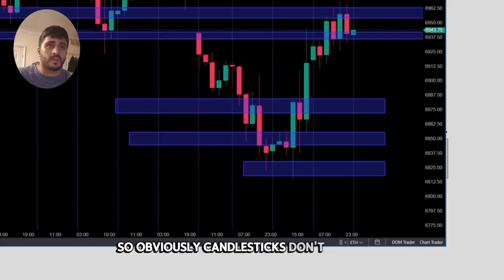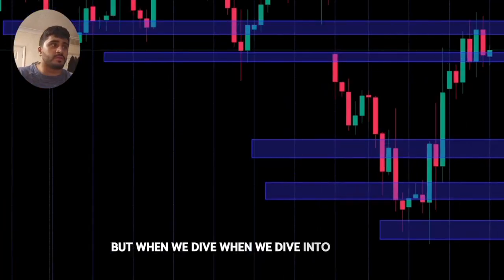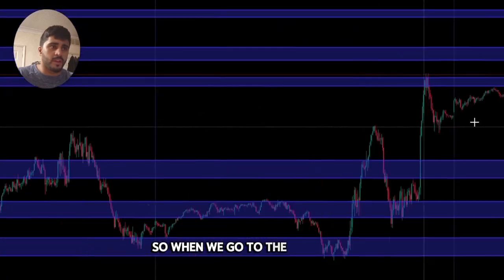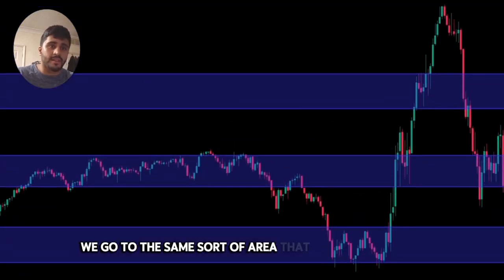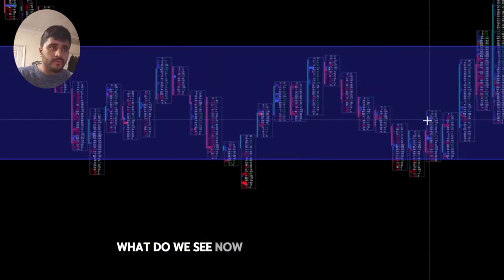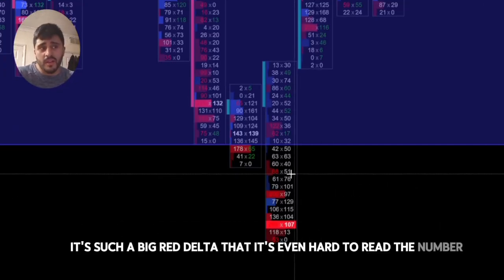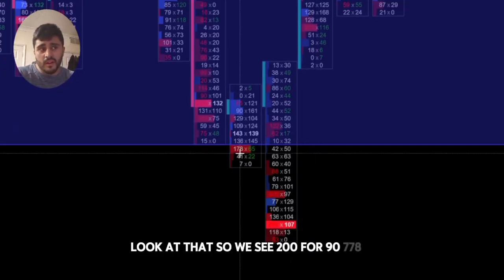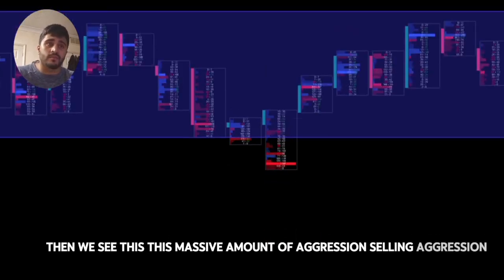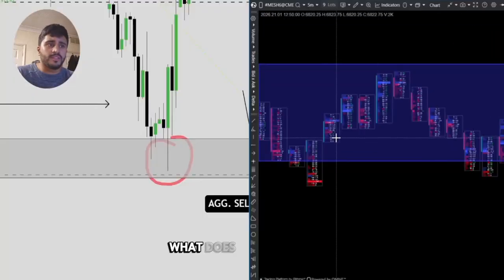So obviously candlesticks don't tell you much, but when we dive into it specifically, let's go to a 5-minute chart. When we go to the 5-minute chart, we go to the same sort of area, that same 4-hour low, right? What do we see? Especially the low down here, what do we see that validates this? Well, we see this huge red delta. In fact, it's such a big red delta that it's even hard to read the number. Look at that. We see 200 for 97, 178 for 65. Then we see this massive amount of aggression, selling aggression, right? So again, what does that actually mean?